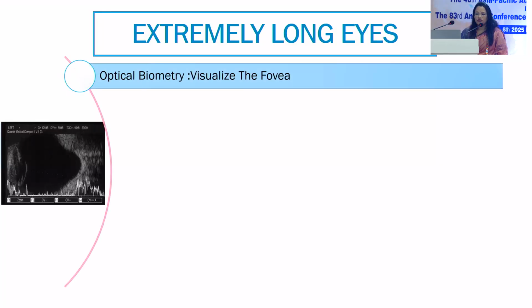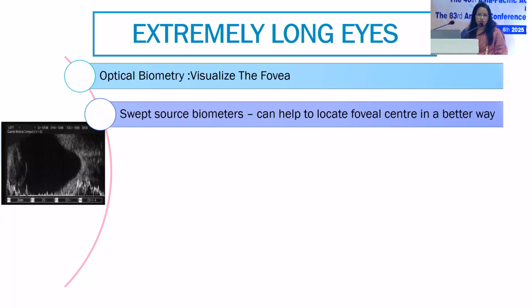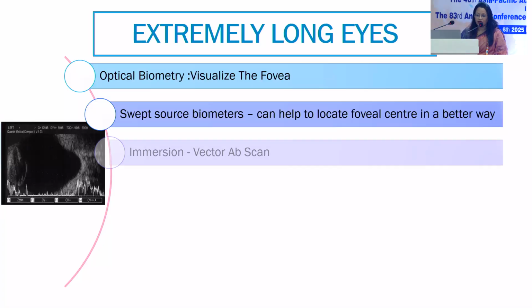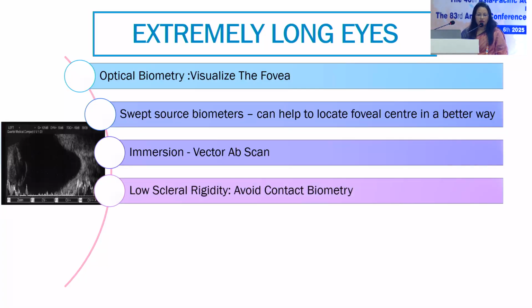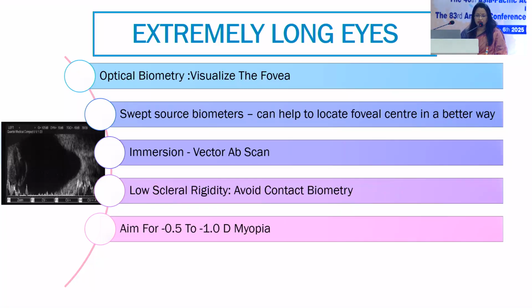So for extremely long eyes, whenever we are doing optical biometry, it is important to visualize the fovea. Swept source biometers can help to locate the fovea in a better way and therefore are better for IOL power calculation. If we are unable to do optical biometry due to some other reason like mature cataracts or dense PSCs, then immersion is the way to go. Because in myopic eyes, or longer axial length, we have low scleral rigidity, contact biometry should not be done in these patients.